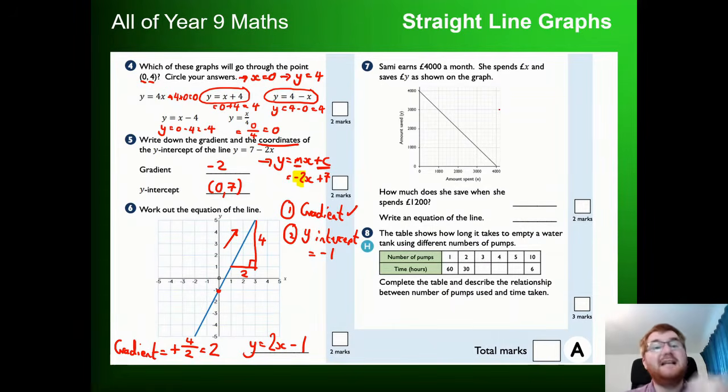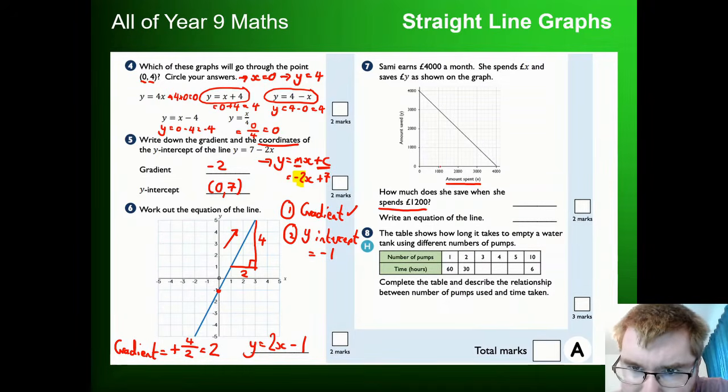And on to the more application style questions here. So this is question 7. So Sammy earns £4,000 a month. She spends X pounds and Y pounds as shown on the graph. How much does she save when she spends £1,200? So we want to work out when they spend £1,200. So we want to look at the x-axis, the amount spent. Now we want 1,200, so we need to look at the scale very carefully here. Well, I think this goes up in 200s. Notice there's 5 gaps. There's 1,000, so each one little square will be 200. So 1,000, 1,200. And then we do a dotted line upwards.